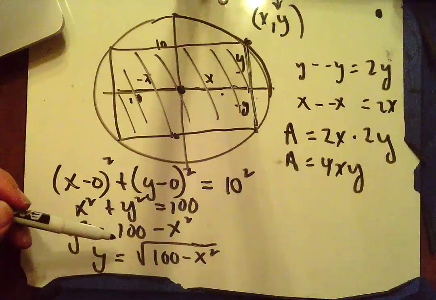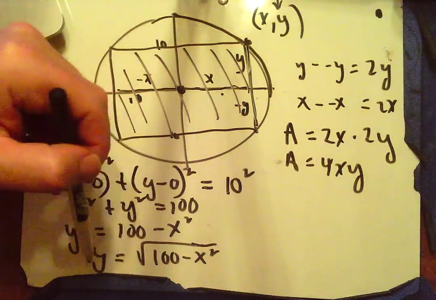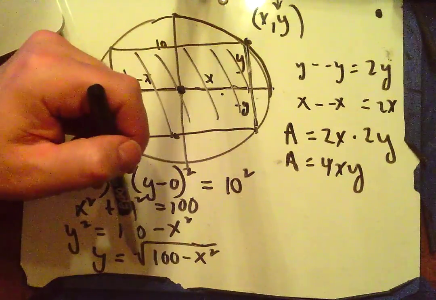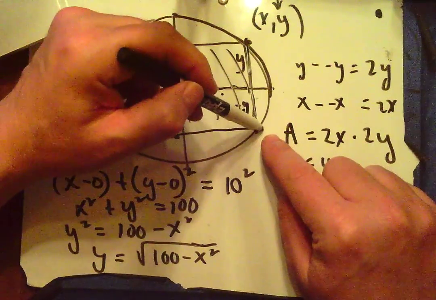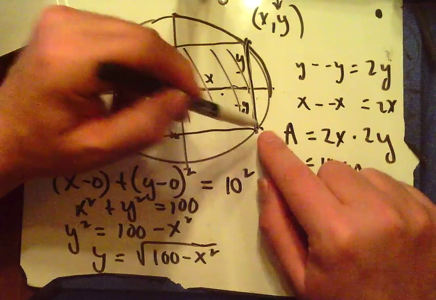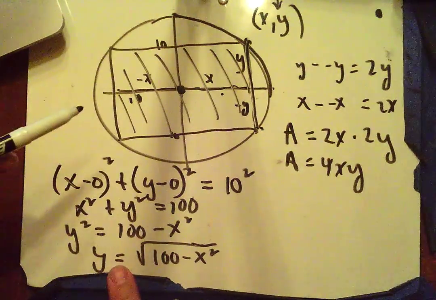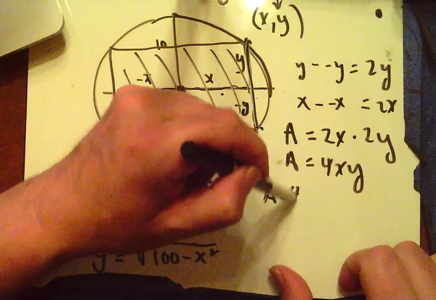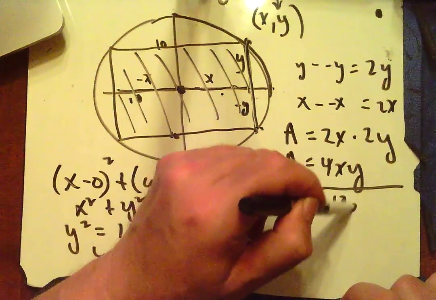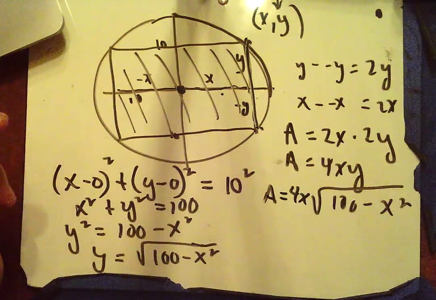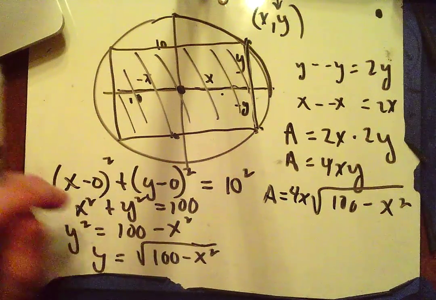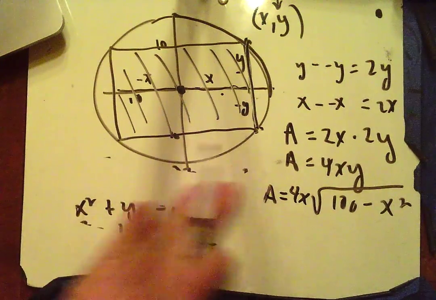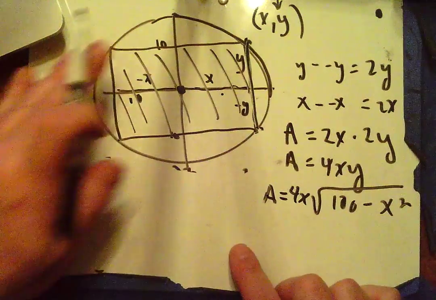Okay, and yes, we can do the plus or minus. However, I'm not going to do the minus, because really the minus is going to get me the same solution because I'm going in the opposite direction. I'm just going to say that this whole thing is 2y. So 2 of these. And is that what I need? No, all I need is 4x square root 100 minus x squared. Okay, so that algebra all being done, I now need to take my derivative.